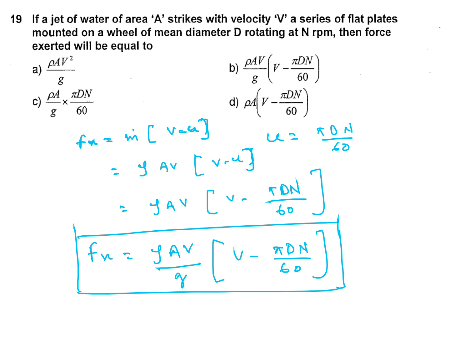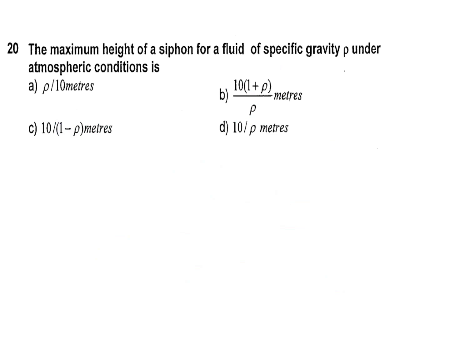The maximum height of a siphon for a liquid of specific gravity rho under atmospheric conditions is, its answer D, 10 by rho meters.